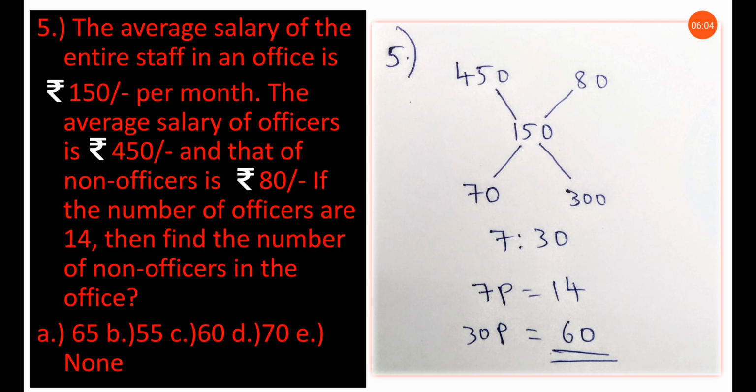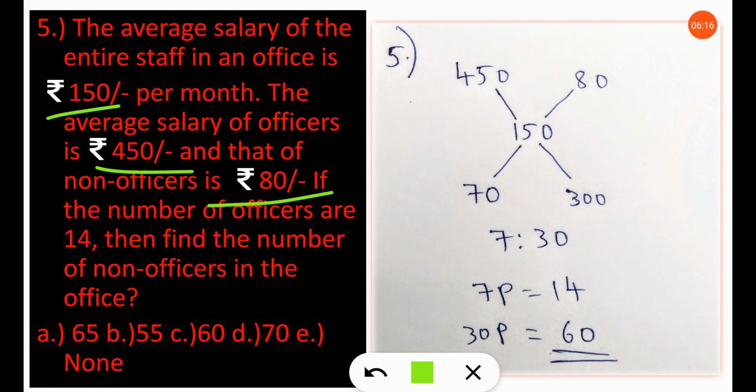Moving to the fifth question. The average salary of the entire staff in an office is 150 rupees per month. The average salary of officers is 450 rupees and that of non-officers is 80 rupees. If the number of officers is 14, find the number of non-officers. We can use the alligation and mixture method to do this problem.